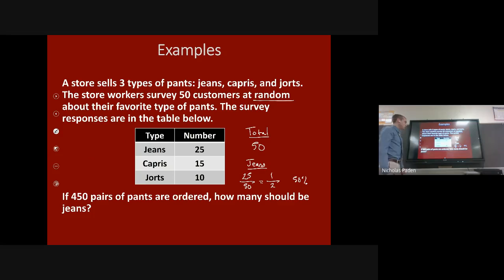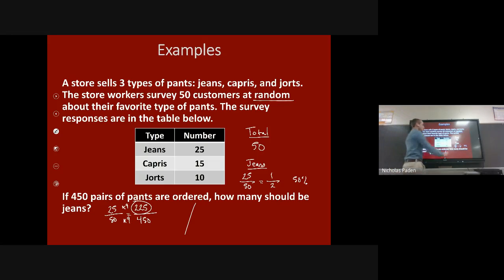Okay, so if half of them are jeans, what we need to do is figure out what is half of 450. So there's a couple ways we could do this. One way you could do this is 25 out of 50 would be what out of 450? Okay, and so 50 times what gives us 450? Well, 50 times 9, which means we need to do 25 times 9. 25 times 9 is going to get us 225. So that's one way we could have answered this. The answer is 225 out of 450.